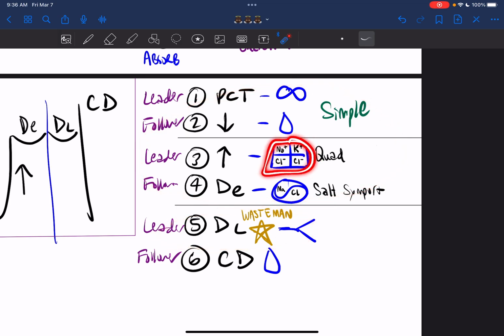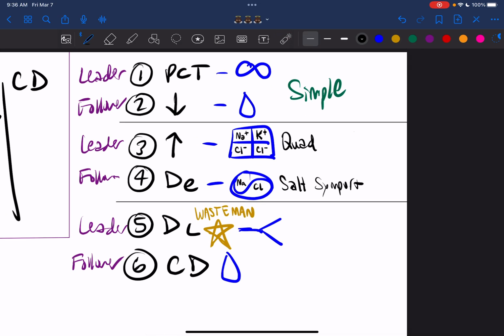You're absorbing all of these. You're absorbing all of these. But in this one, you're secreting things. And the 2 things that you secrete are the 2 types of waste that your kidney deals with. That's potassium and hydrogen.